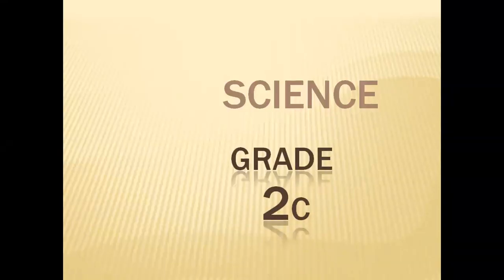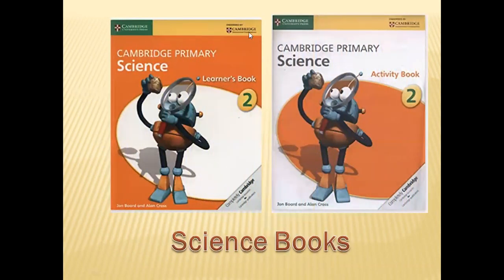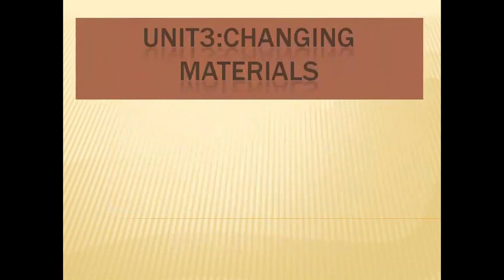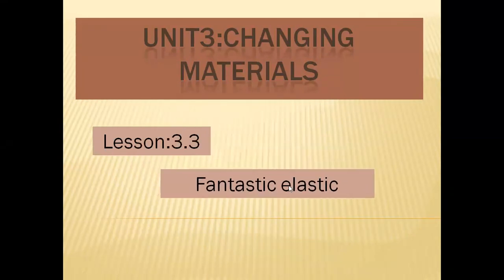So grade 2C, today the date is 20 December 21 and the day is Monday and we are in week 3 of semester 2. So today in the Science Learners book, we are going to continue with our unit 3, Changing Materials, lesson number 3, 3.3, Fantastic Elastic. It is on page number 30 and 31 of your Science Learners book.